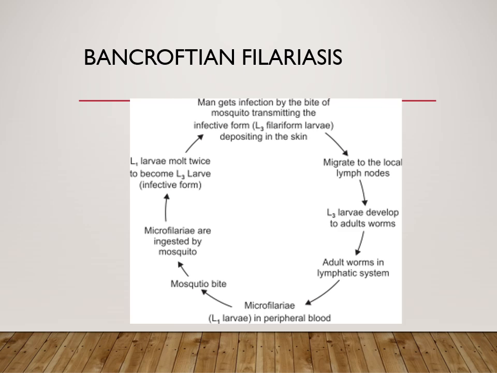From there, if any mosquito bites this person again, the mosquito will take up the microfilaria. These are ingested by the mosquito, then it will undergo molting twice, so L1 becomes L3 and now the mosquito is ready with the infective form. So if this mosquito bites any other person, it will again be transmitted to that human being.